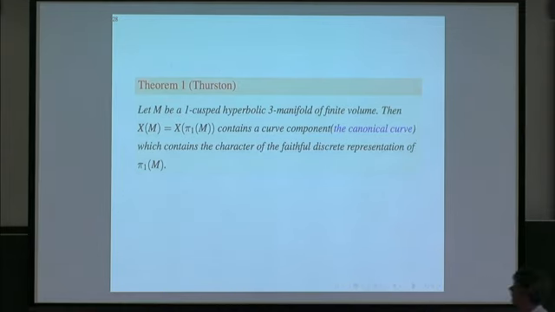So Thurston proves that if you have a one-cusp hyperbolic three-manifold, so in particular a hyperbolic knot, then there's a particular component that's picked out, namely the one where you see all these Dehn surgery representations. You do the Dehn surgery, you get this hyperbolic manifold, you use the representation there, that gives you this collection of representations and characters, and that picks out some component that turns out to be a curve component in the character variety. So curve meaning complex dimension 1, and we're going to call that the canonical curve. And this contains the character of the faithful discrete representation of the one-cusp hyperbolic manifold.